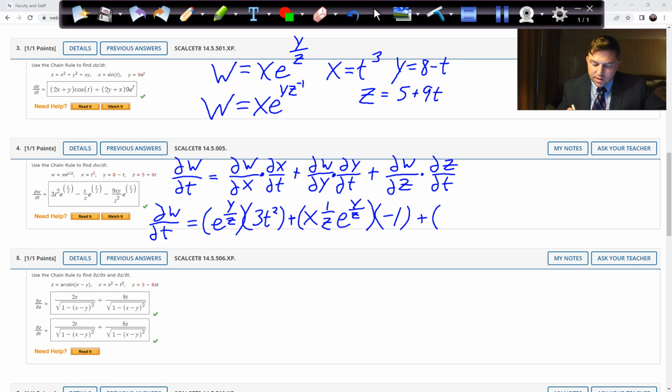Okay, now dw dz, that's where I need this one here. The derivative of this would be x is a variable.